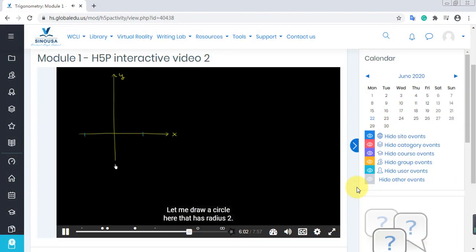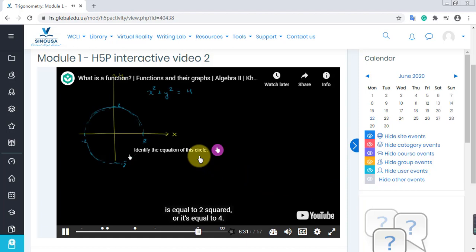Let me draw a circle here that has radius 2. This is negative 2, this is positive 2, this is negative 2. So my circle is centered at the origin, it has radius 2, so that's my best attempt at drawing the circle. Let me fill it in. The equation of this circle is going to be x squared plus y squared is equal to the radius squared, which is 2 squared, or it's equal to 4. So the question is this.